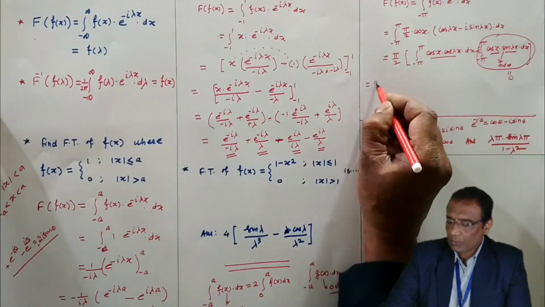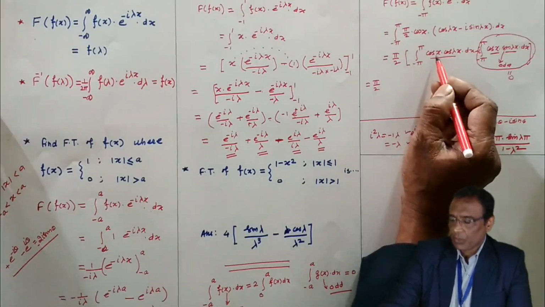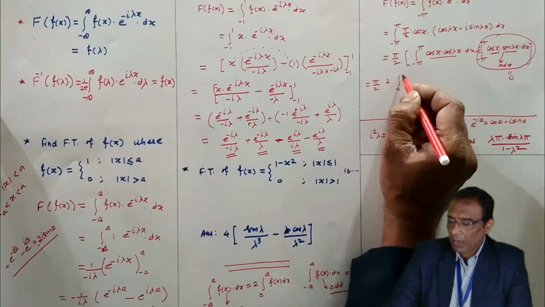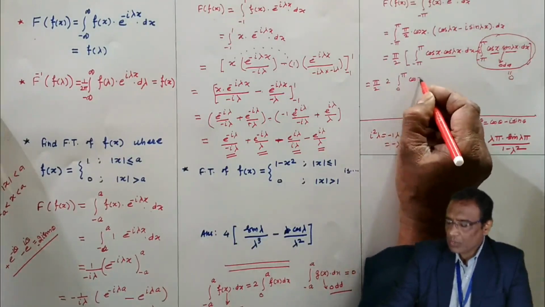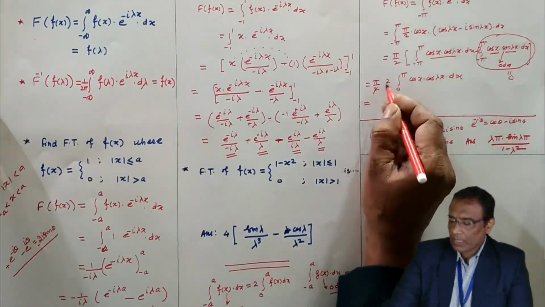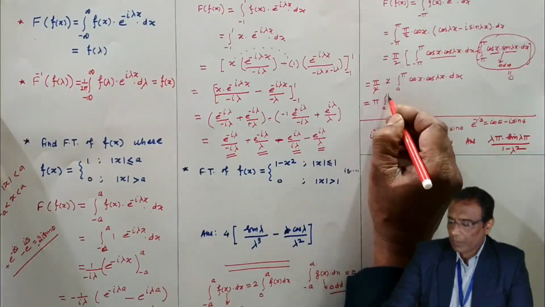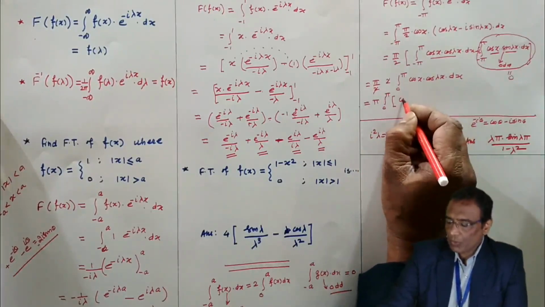Now, pi by 2. This minus i term is zero, and this other one is an even function. Cos is even, this cos is even, the product of even functions is even. So 2 times the integral from 0 to pi, I am using this property of definite integral, of cos x into cos lambda x. Now this 2 gets cancelled, pi is there, integral 0 to pi. You can use the cos a into cos b formula.